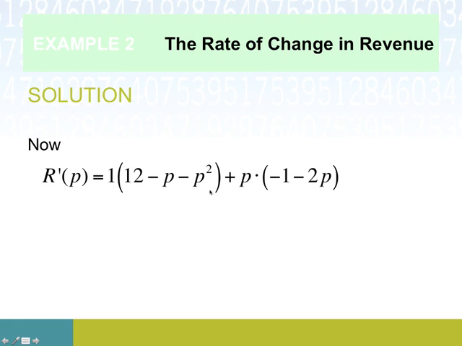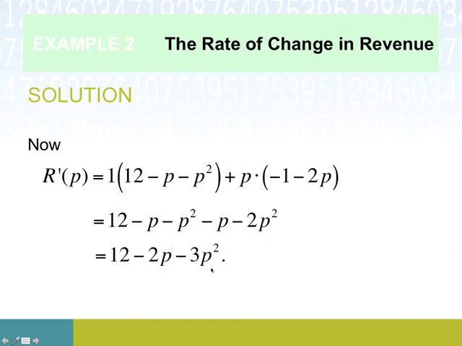So there's no more d/dp instructions here because we took all the derivatives we were supposed to. Now all that's left is some algebra. So 1 times this doesn't get any better. P times negative 1 is negative p. P times negative 2 is negative 2p squared. And finally we get this quadratic for our final rate of change function.